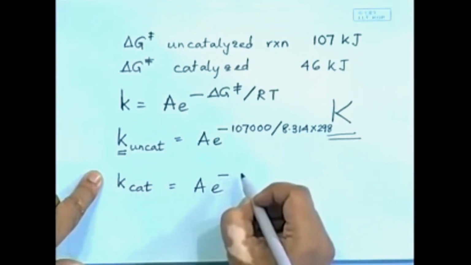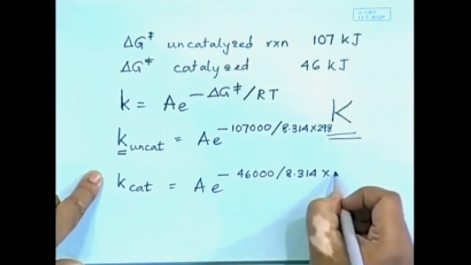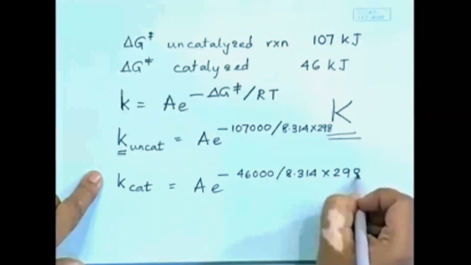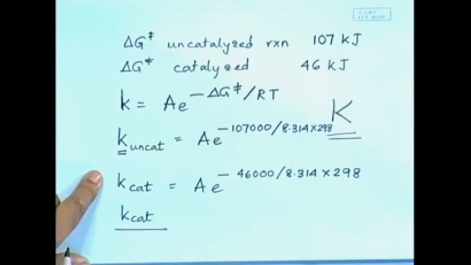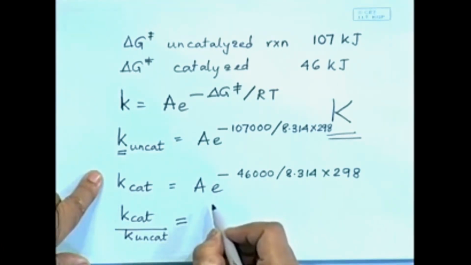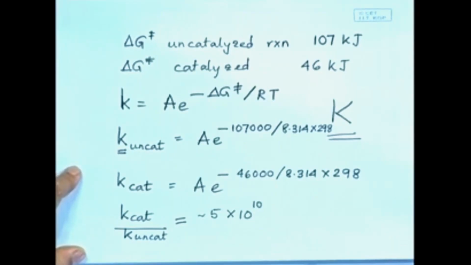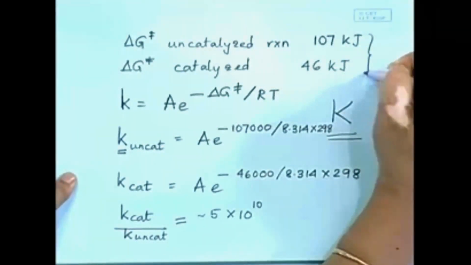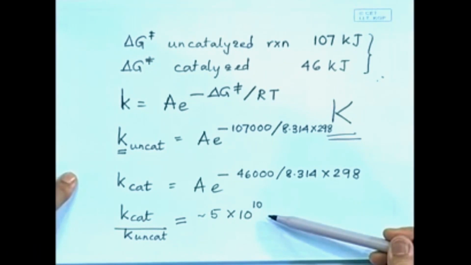What about my catalyzed? A, e to the power minus 46,000 over 8.314. Remember to use the right R also, and 298. So I can find out how the rate has increased for the catalyzed reaction as compared to the uncatalyzed reaction. It turns out that this is approximately 5 into 10 to the 10. So what am I saying? I am saying that when I reduce this energy of activation, what have I done? I have increased the rate 10 to the 10-fold basically, right?